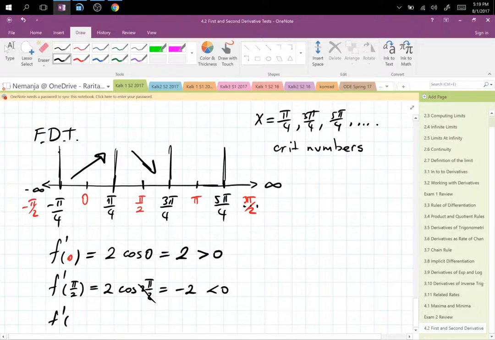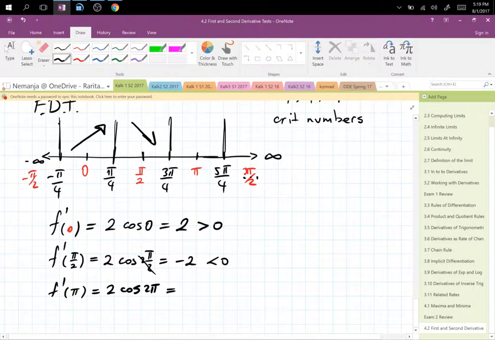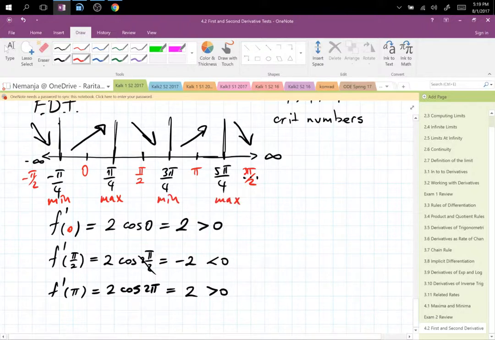F prime at pi would give us 2 cosine of 2 pi, and cosine of 2 pi is 1, and then times 2 is 2. So this one is going to zigzag like this forever. And then we see that we have a min at negative pi over 4, a max at pi over 4, and then a min at 3 pi over 4, and a max at 5 pi over 4, and so on.